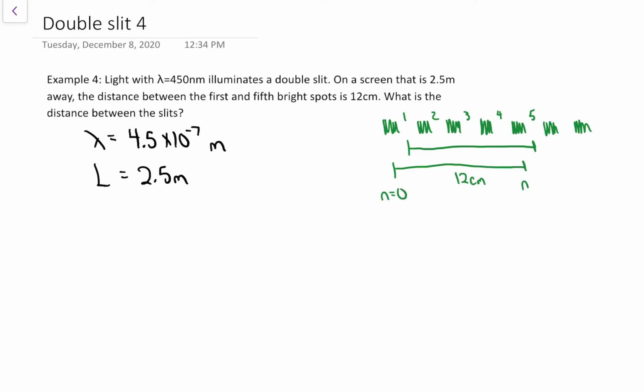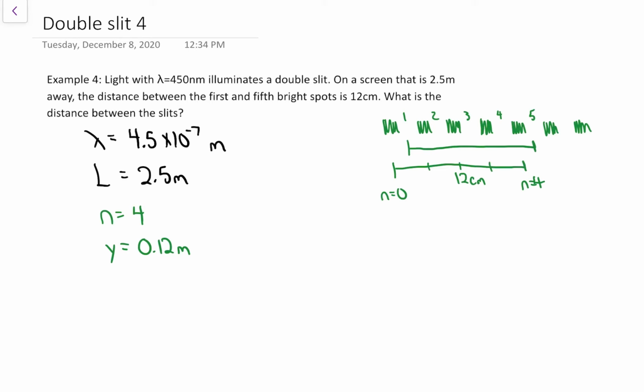That distance is going from the reference line, or the n equals 0, to the n equals 4, since I've shifted it over 1 to the left. So in my equation, I can use n equals 4 with the y value of 12 centimeters.